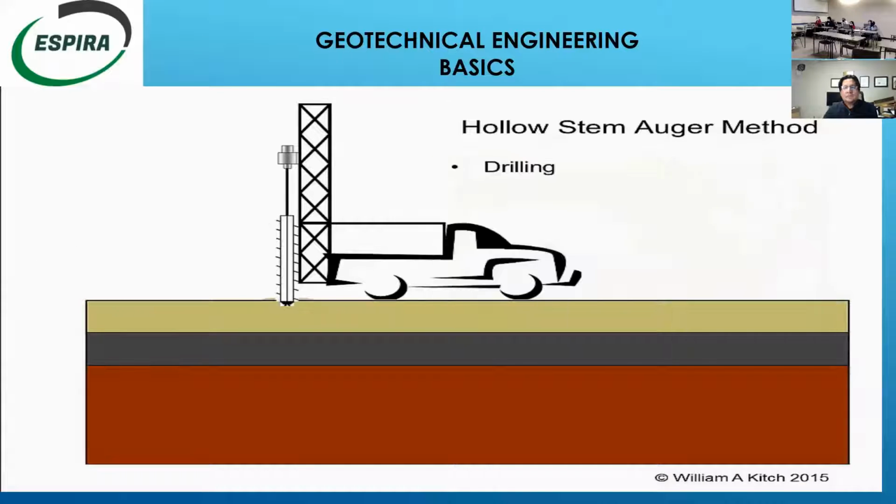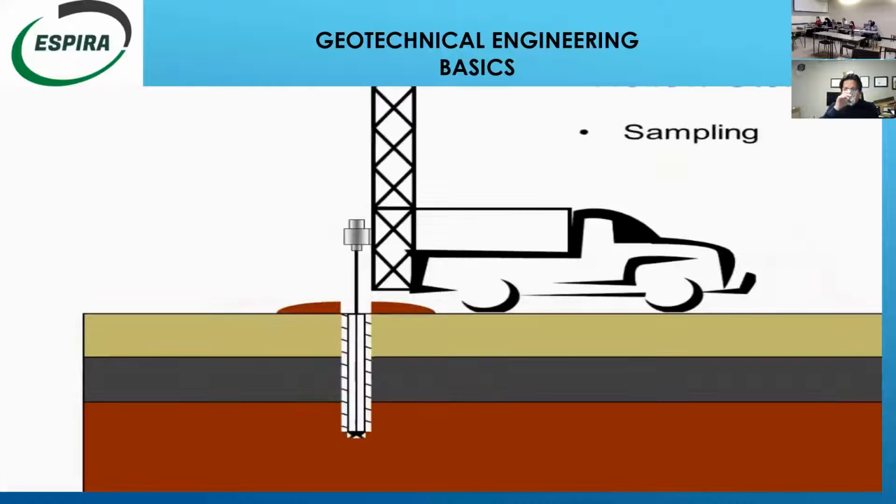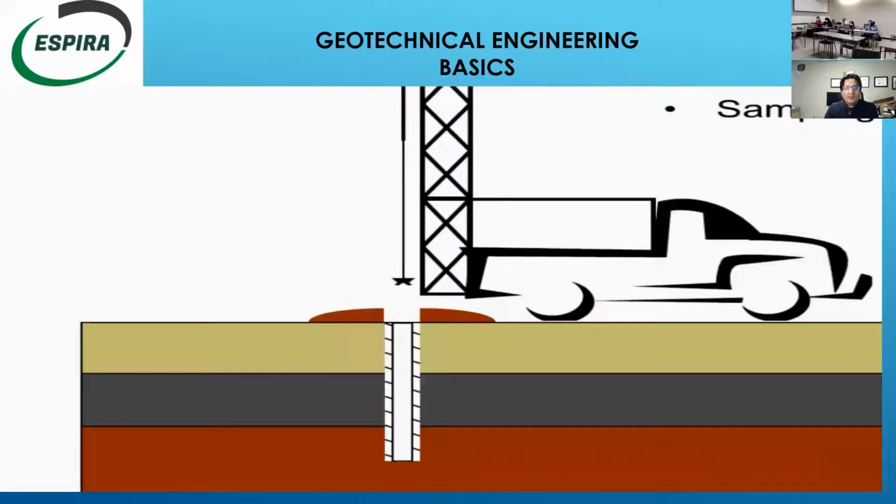The augering process proceeds in the same fashion as with the open hole method. When we reach a depth at which we wish to take a sample, we stop augering, detach the center bit from the auger and remove it.